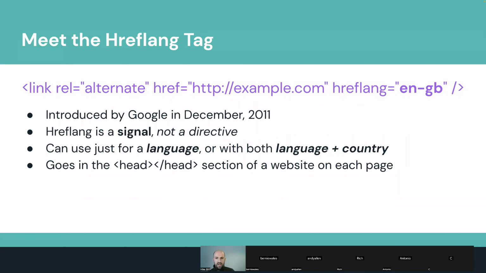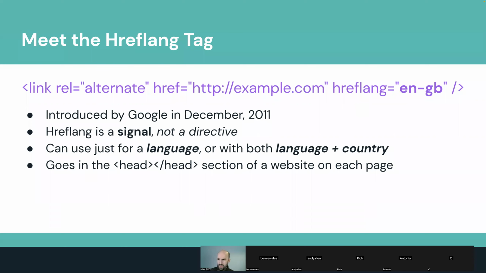So let's talk about the hreflang tag. So you'll see in purple there an example of how that looks. And this would go in the head section of your website. And this was introduced by Google in December 2011. And it's basically a signal. So it's not a must-have, but it gives a hint to search engines as to what to do with the content. So it can be used just for languages or with both languages and countries. And that's how you would implement it.